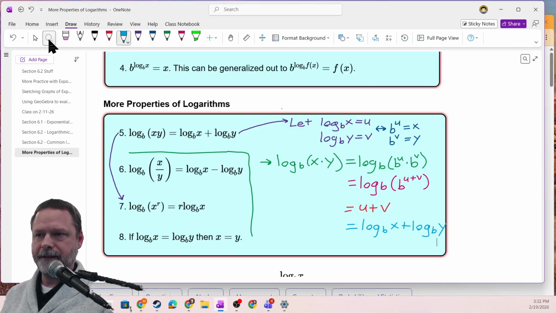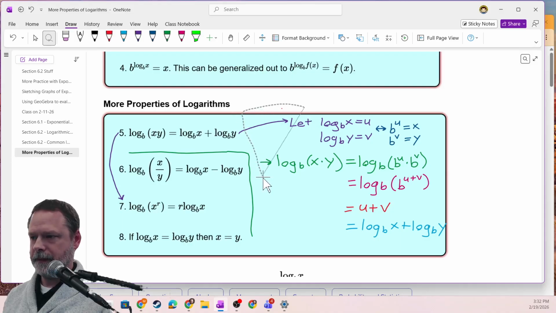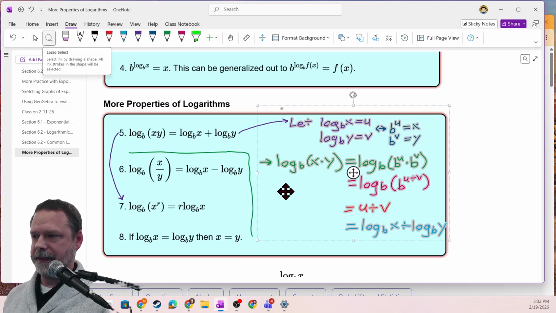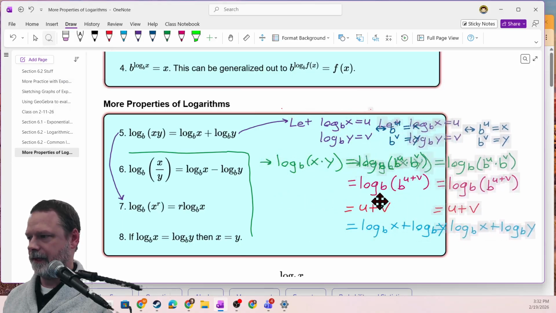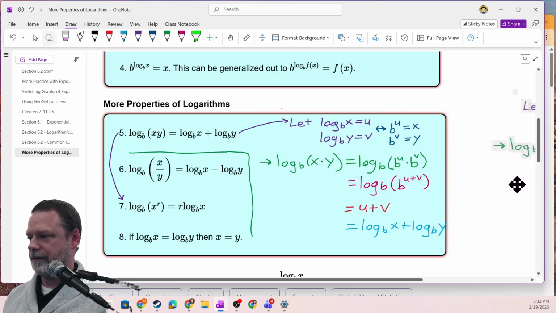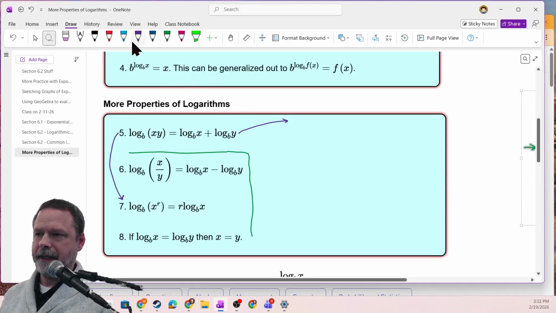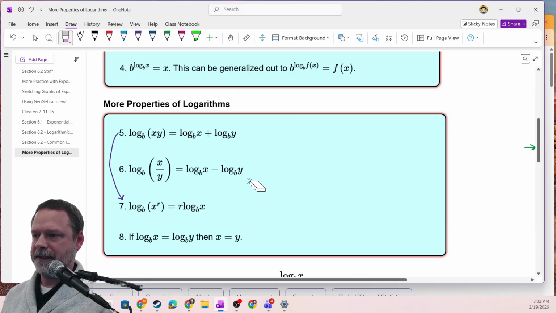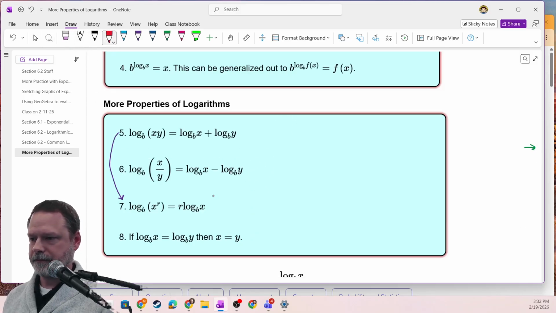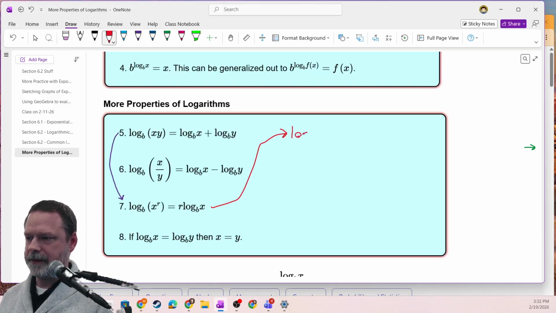So let's take this, move this over, and then I want to talk about property 7. I want to do that one now with you guys. So I'm just going to slide that over. Right there. And now let's go ahead and look at property 7. Okay, this one's very easy.